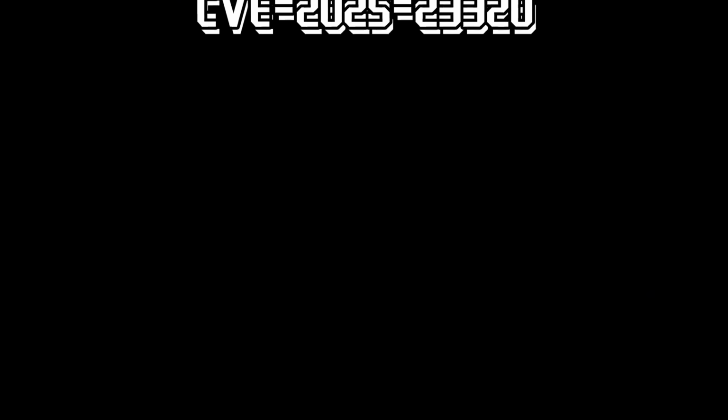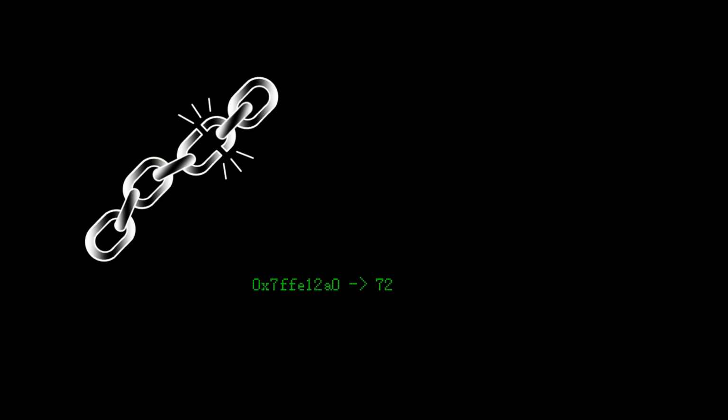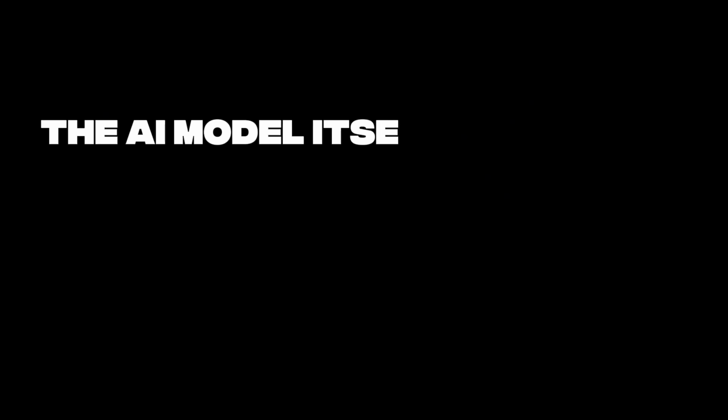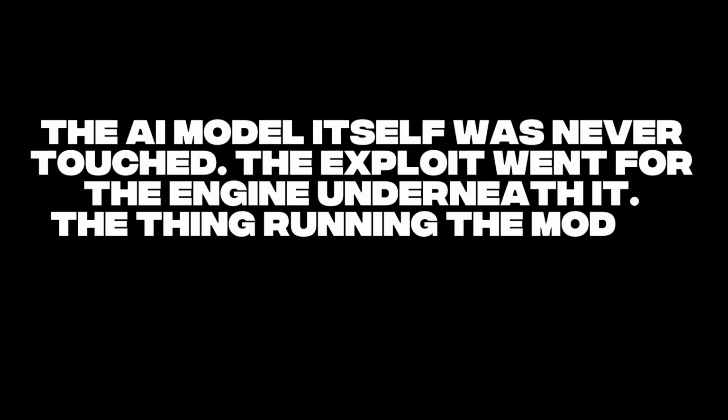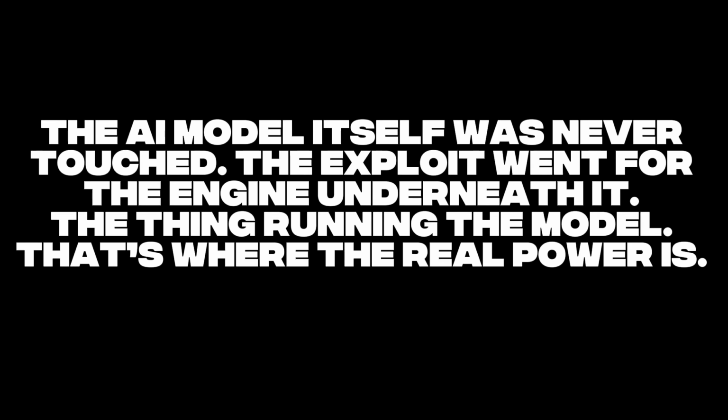So that's how 3 small vulnerabilities could have become a full takeover of a production AI system. Just a clever chain, a tiny memory leak, and suddenly the attacker is running code on a victim's GPU. The AI model itself was never touched. The exploit went for the engine underneath it, the thing running the model. That's where the real power is.